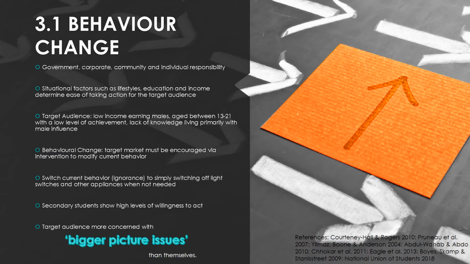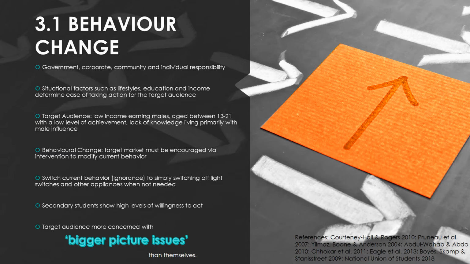The encouraged behaviour will focus on switching the current behaviour of ignorance from the target audience in regards to the overuse of electrical appliances to simply switching off light switches when they are not needed. Studies show that secondary students show high levels of willingness to act by switching off electrical appliances when not in use, willingness to pay a premium price for electricity generated by nuclear energy, and to use energy-efficient domestic appliances.